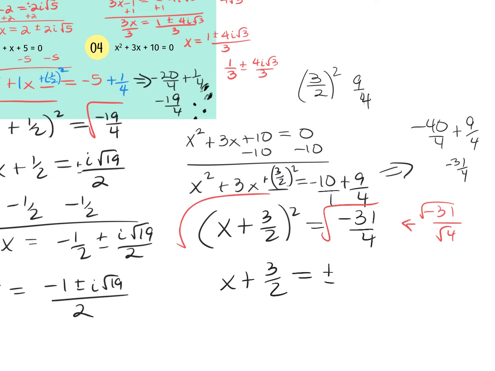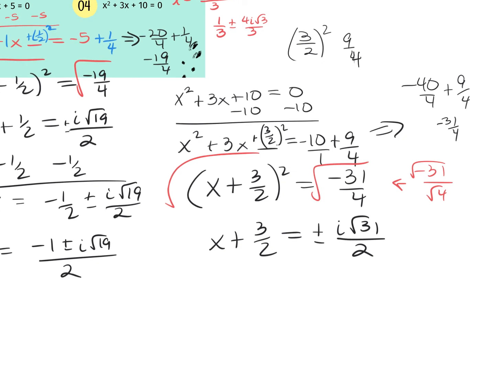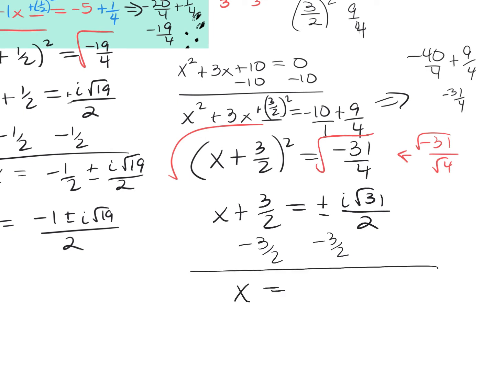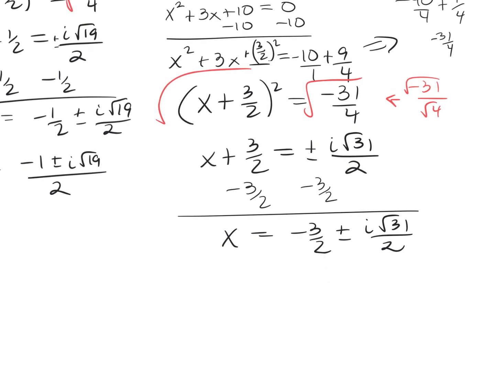The square root of -31 becomes i square root 31. Square root of 4 becomes 2. So again, remember the plus minus. Move the 3/2 to the other side. And I get x is equal to -3/2 plus or minus i square root 31 over 2. If the 31 could have been simplified, I would, but it can't. It's prime, so I leave it just like that.